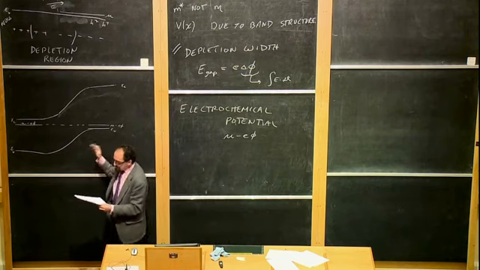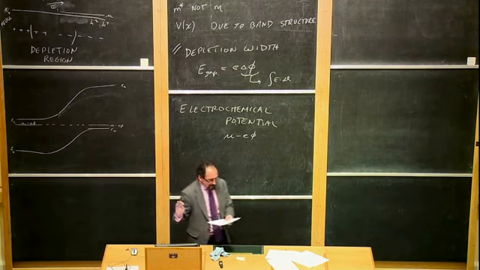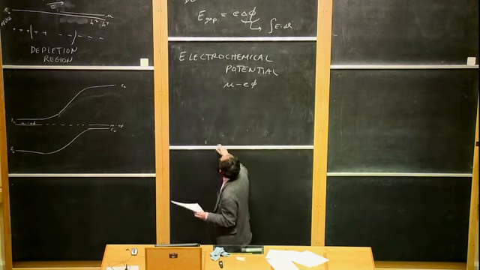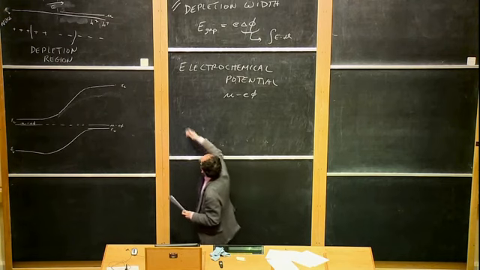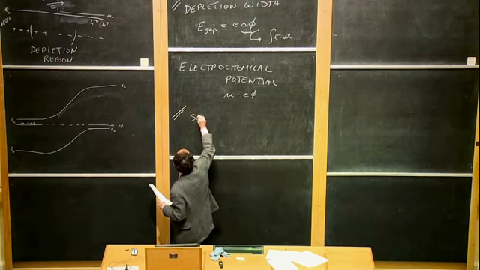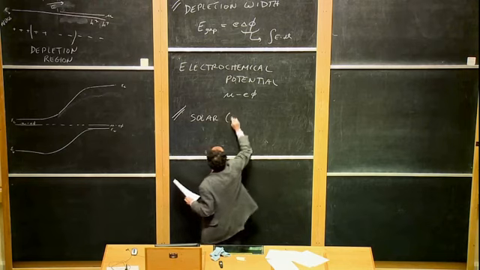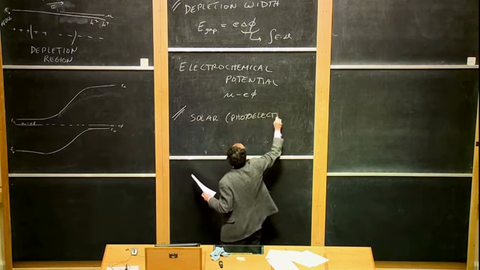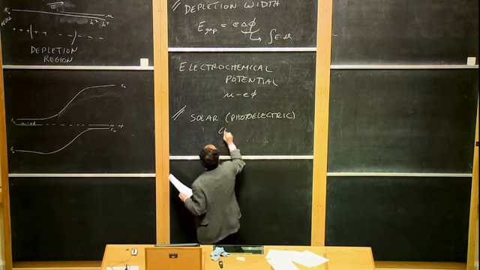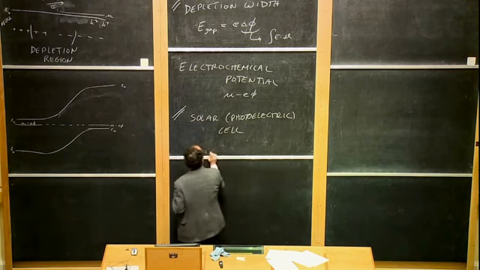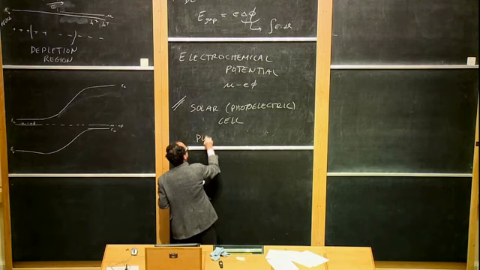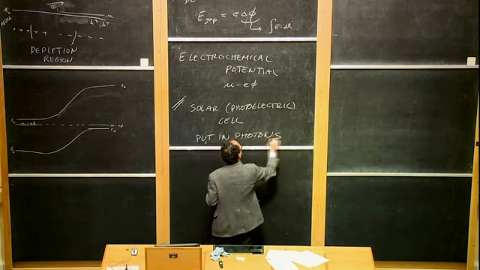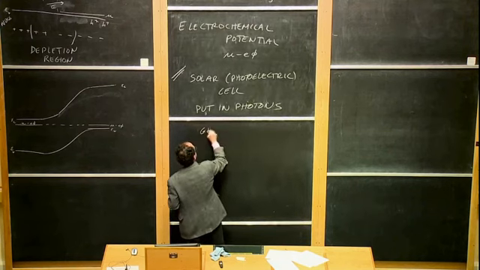OK. But this device here, this is basically the physics of the p-n junction. And even as it stands, just like that, without doing anything further, it's an interesting device because it's basically a solar cell, a photoelectric cell. And the idea of this is that you put in photons, get out current.